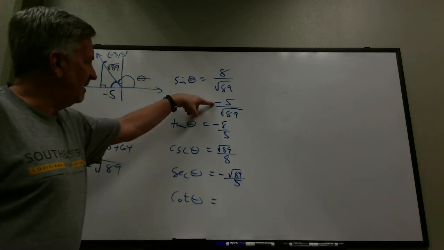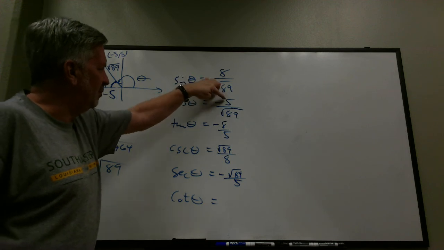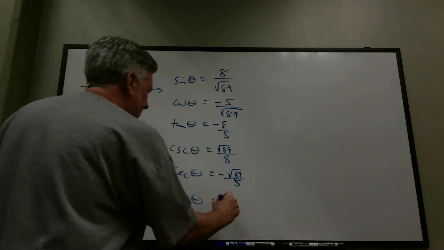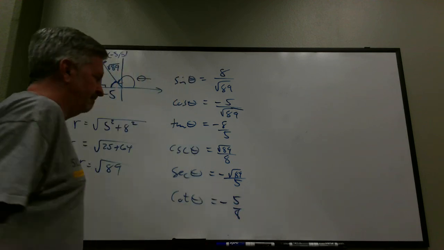Remember, if you have a negative fraction, the negative can be in the numerator, the denominator, or out front. It doesn't matter where you put it. And cotangent is the reciprocal of tangent, it's minus 5/8.